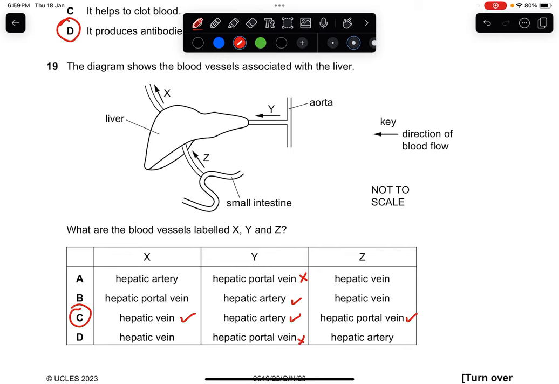For this kind of question, if you really don't know what they are, if you have never studied this, just find whichever you know first. We all know what an artery is. It goes away from the heart. And a vein goes towards the heart. That is the key thing that you must be familiar with.